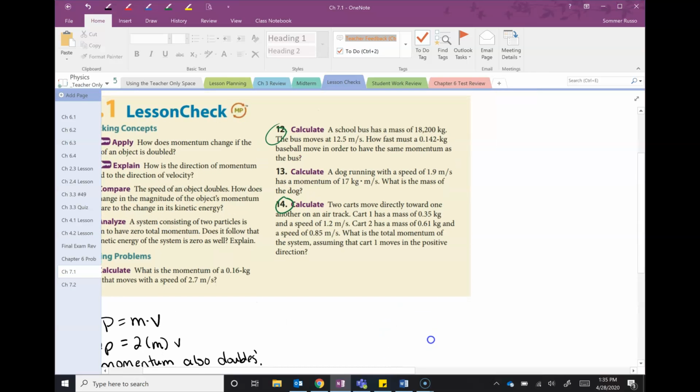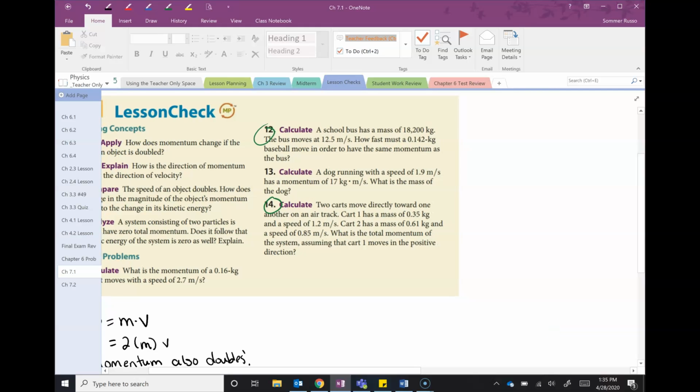All right. That brings us to number 12. We have a school bus with a mass of 18,200 kilograms. The bus moves 12.5 meters per second. How fast must a 0.142 kilogram baseball move in order to have the same momentum as the bus? So let's take a look at that. We have the mass of the bus. Apparently I can't spell the word bus. Is equal to 18,200 kilograms. The speed of the bus is equal to 12.5 meters per second.